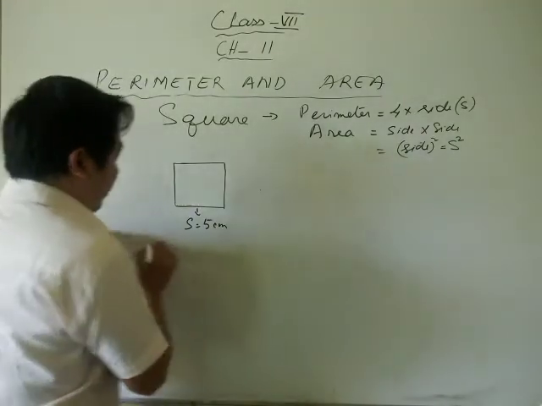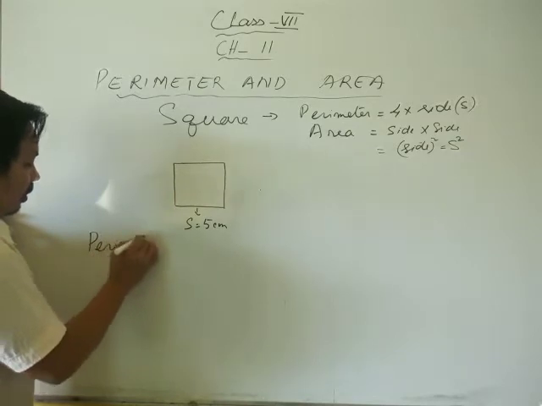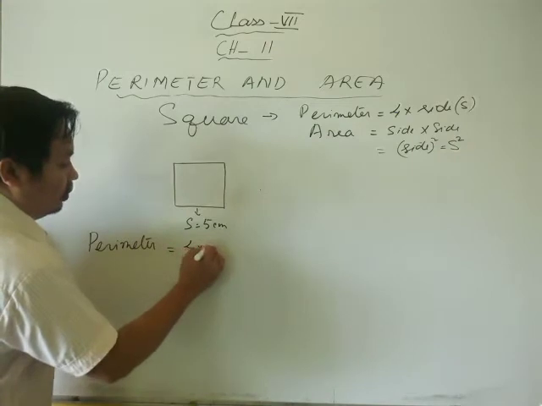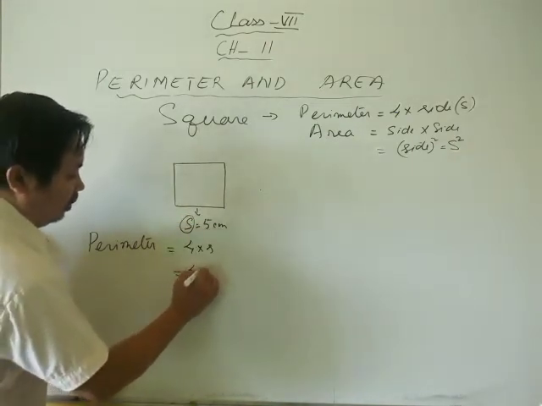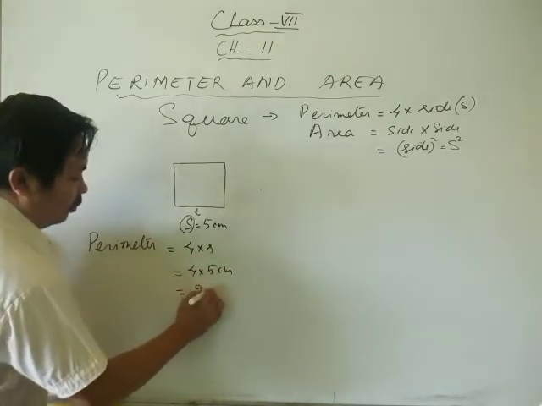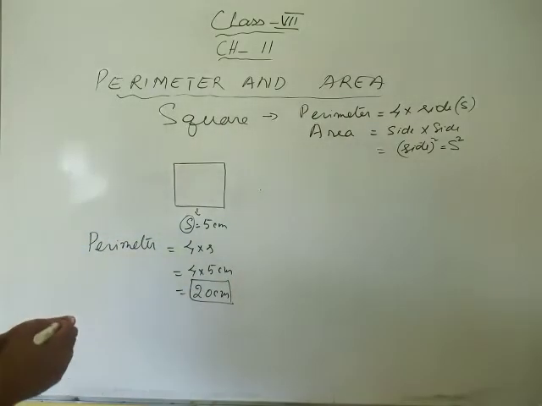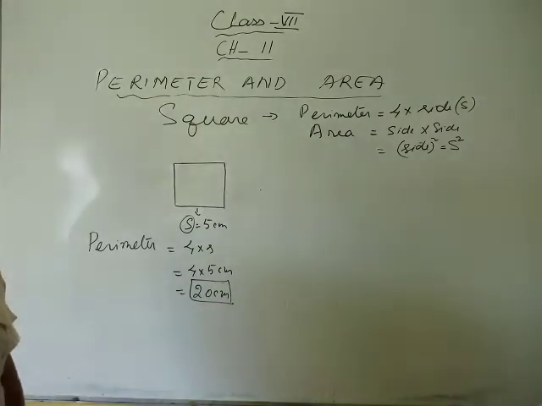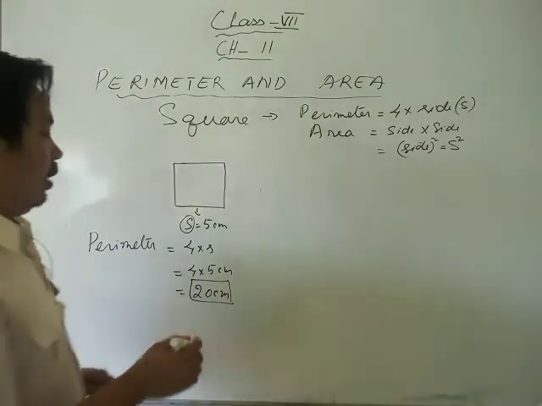The perimeter of the square is 4 into side. So here side is equal to 5 centimeter. That means 4 into 5 centimeter, isn't it? 4 fives are 20. 20 centimeter is the perimeter of the square here. And in perimeter, you have to keep only the centimeter, not centimeter square. But in area, it should be centimeter square. Do not forget that. Okay.